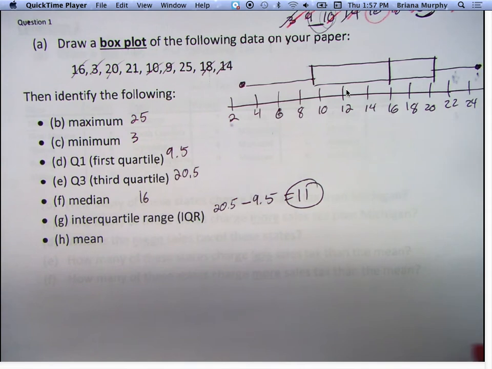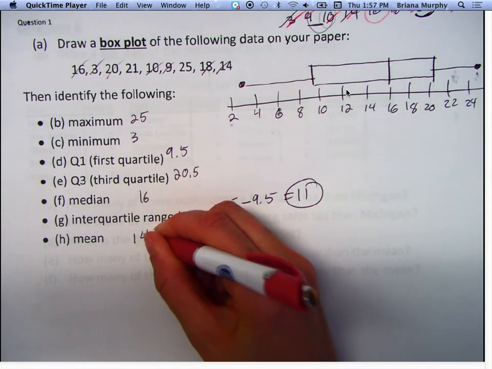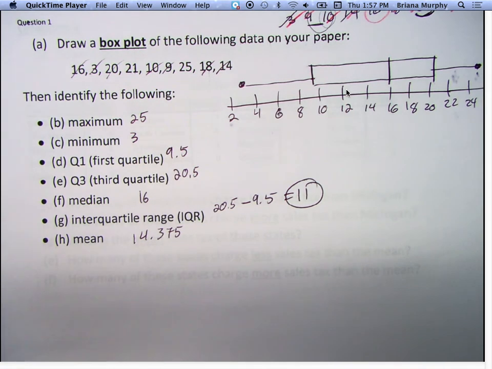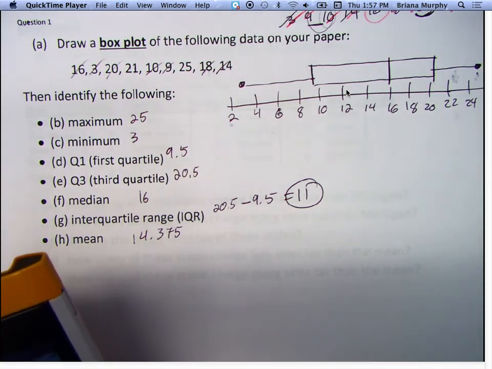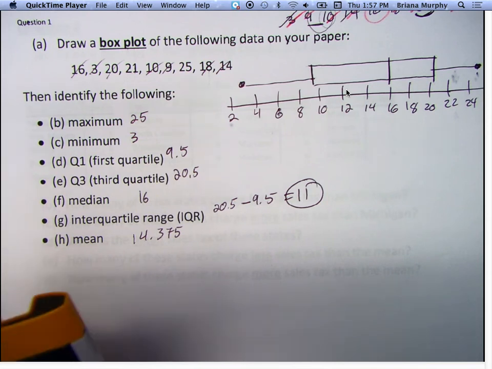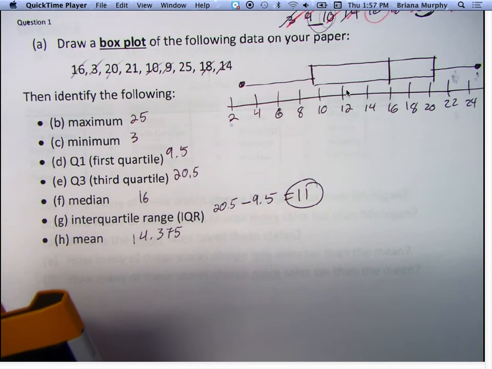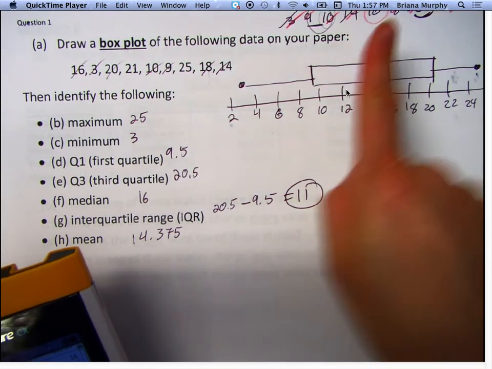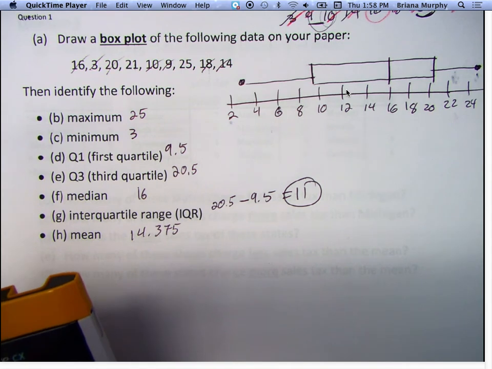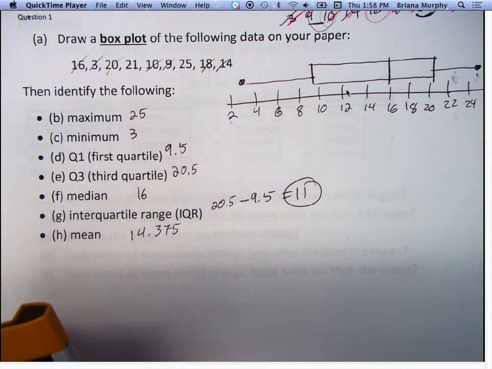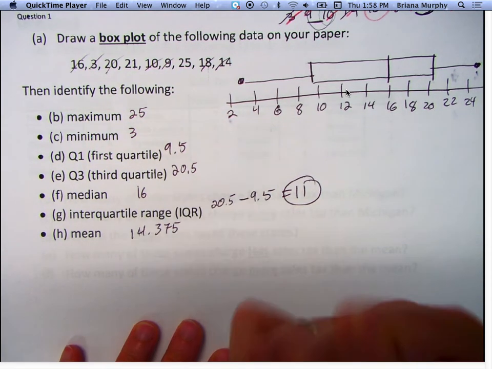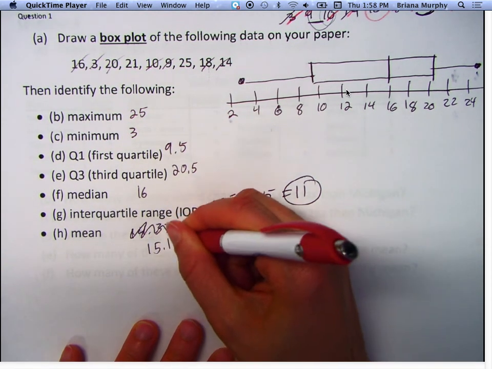For the mean, I add them all up and divide by how many they are. I'm going to tell you right now that's 14.375. You guys should all be able to do the mean, right? What do you round to? Let's try it then. You got something different? 3 plus 9 plus 10 plus 14 plus 16 plus 18 plus 20 plus 21 plus 25. How many numbers are there? 4, 8, 9. I get 15.11. You guys are right, this is not right. 15.11. Okay, next question.